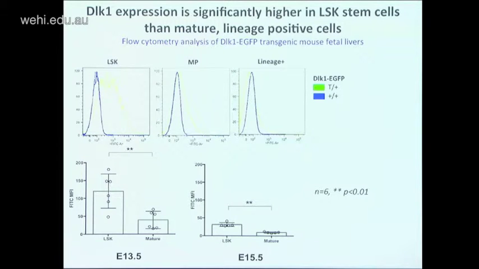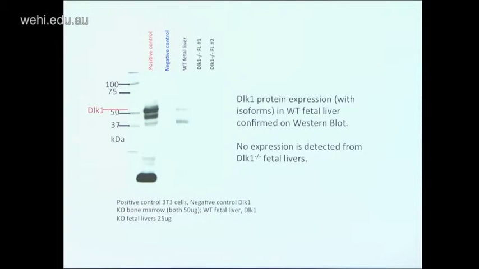So this is expressed here again in this lower panel, both E13.5 and E15.5. There's significantly more expression of Dlk1 in the stem cells compared to the mature cells. And the other thing to note is that in only 2 days, the expression of Dlk1 has dropped quite a bit, and this is also significant. It can also be detected by Western blot. So in the wild-type fetal liver, this is where the Dlk1 sits with all the isoforms. You can see the Dlk1 protein expressed, but not in the homozygous knockout Dlk1 fetal livers.